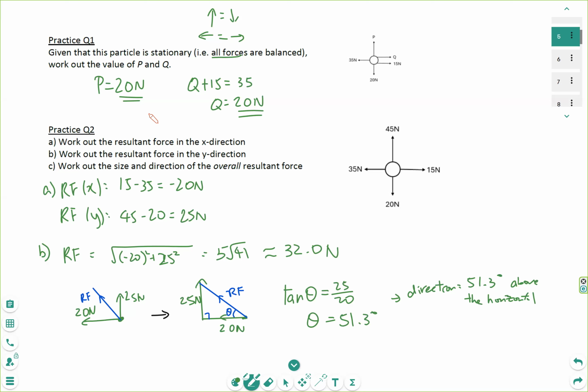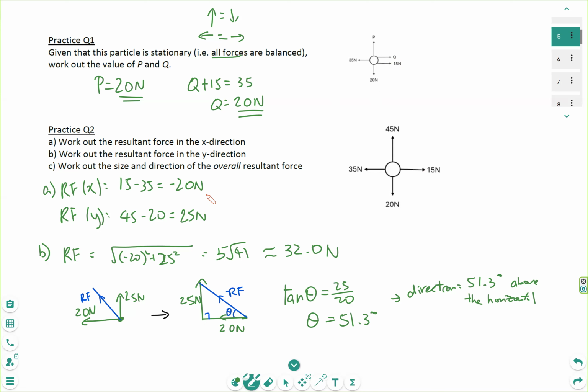Here are the answers. Question 1, quite fairly simple. Upwards equals down, P equals 20. Q plus 15 equals 35, so Q is 20. Question 2 is slightly more complicated, but resultant force in X will be 45 take away 20, in X with 15 take away 35, which is minus 20. That means 20 pointing to your left. You can just leave it as minus 20 because people usually know minus is towards the left. Resultant force in Y, 45 take away 20 is 25 Newton upwards, so it's positive.